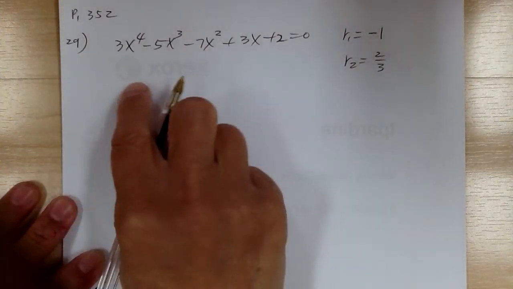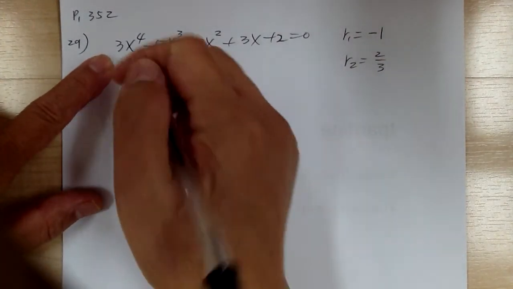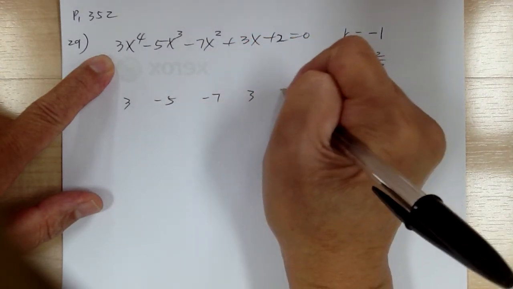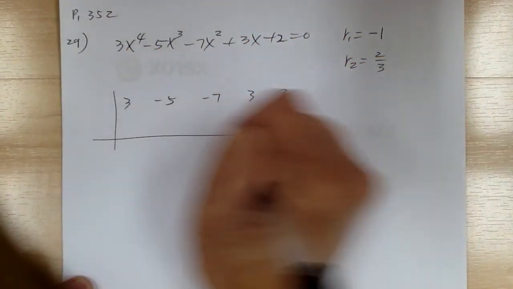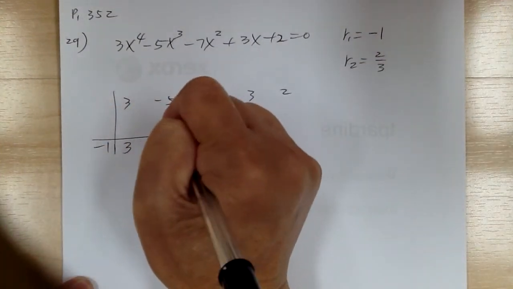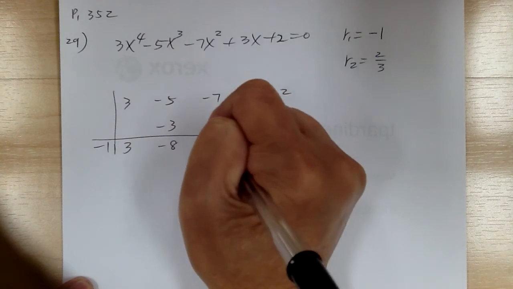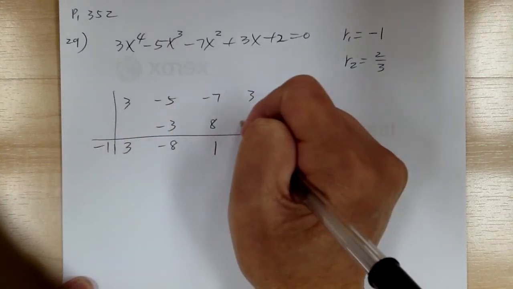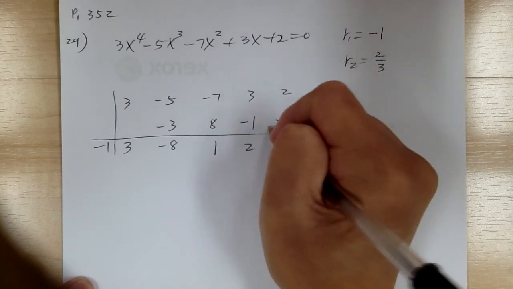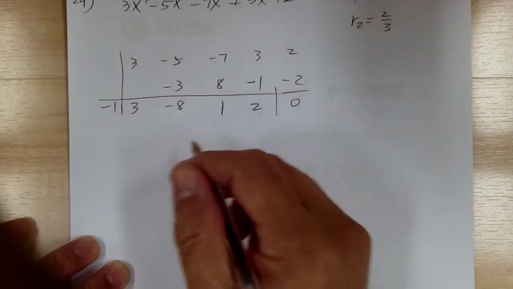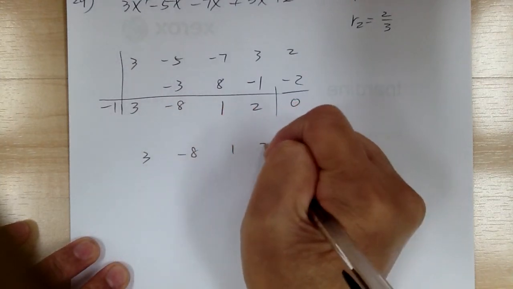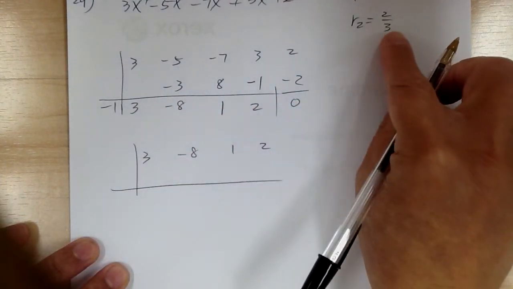Okay, so let's go and use synthetic division. So you got 3, -5, -7, 3, 2, and divide by -1 first. So you drop, multiply, you add, multiply, you add, multiply, you add, multiply, you add. Okay? Then again, don't start over again, you just continue. So it'll be 3, -8, 1, 2, and you want to divide by your next root, 2/3.